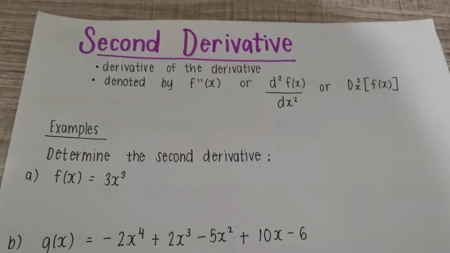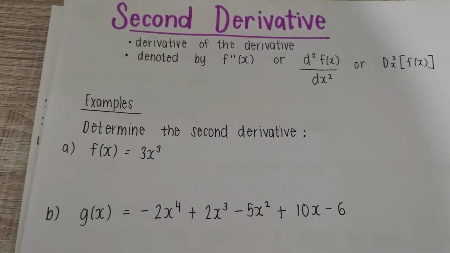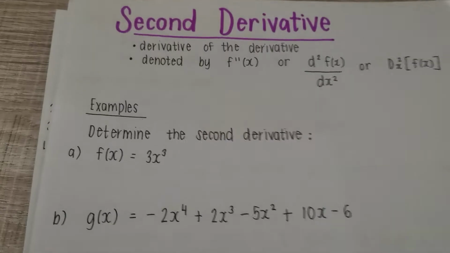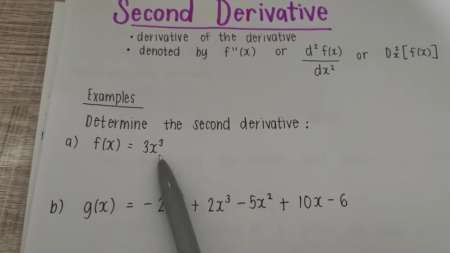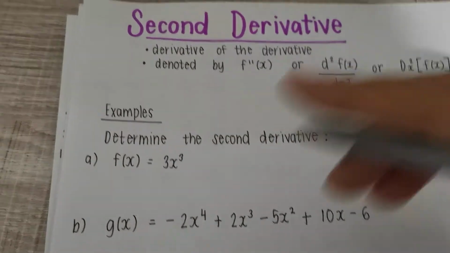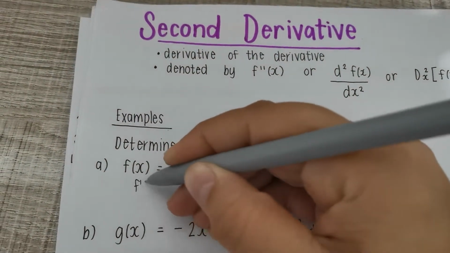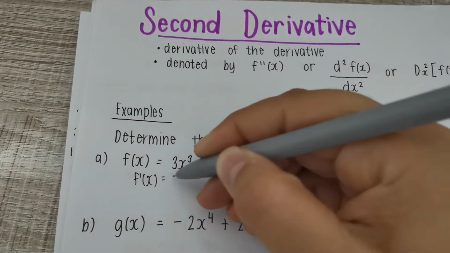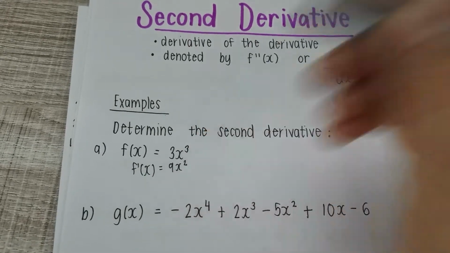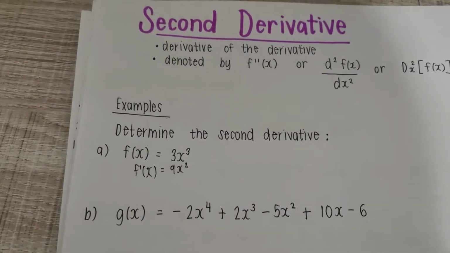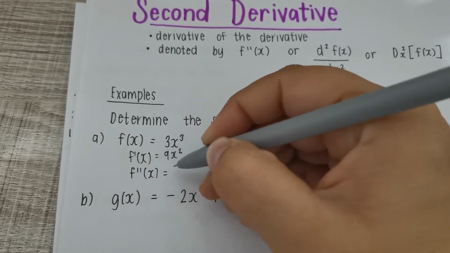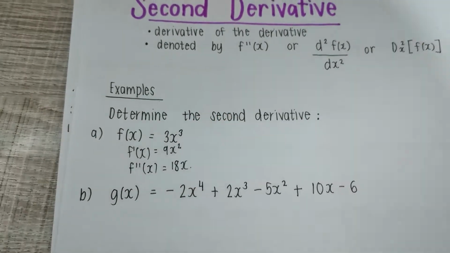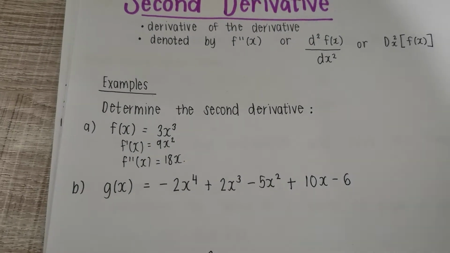Okay, so here's your example. Determine the second derivative. Okay, so I've got f of x is equal to 3x cubed. So the first derivative would be 9x squared. Okay, and the second derivative would be 18x. And that's it. That is literally it.